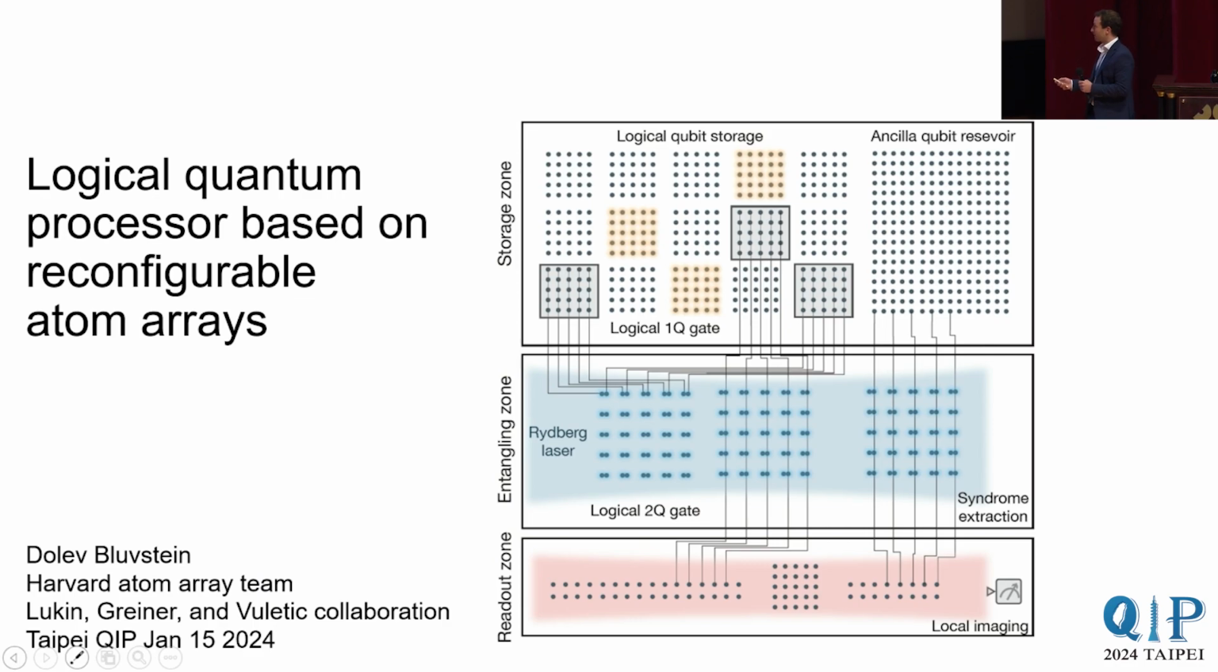I'm going to tell you today about our recent error correction experiments that we've been doing with neutral atom quantum computers. This was done in our Harvard lab. And then I'll tell you about our results now.